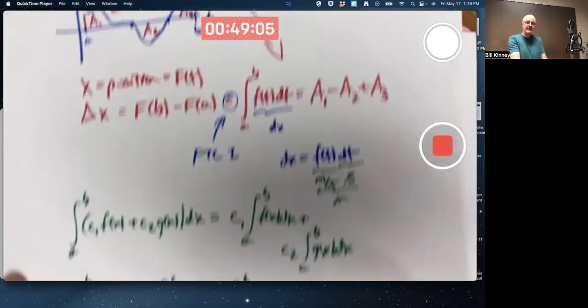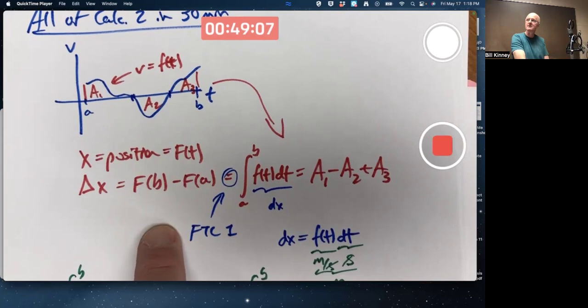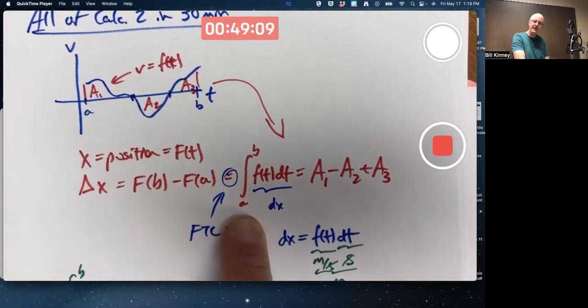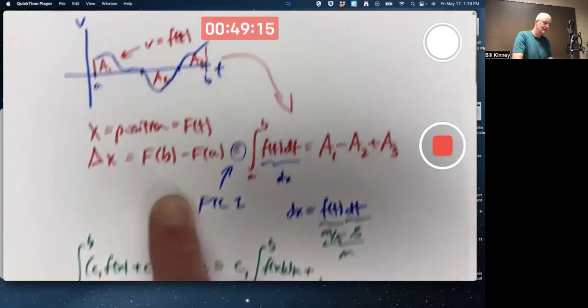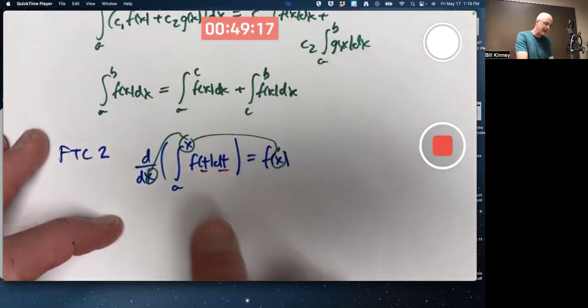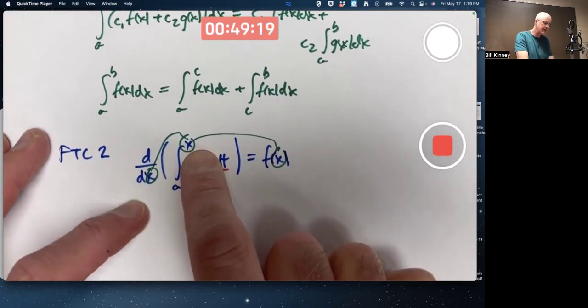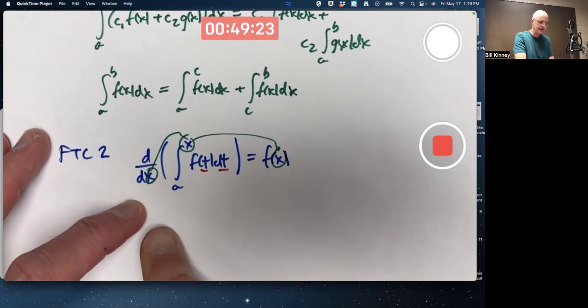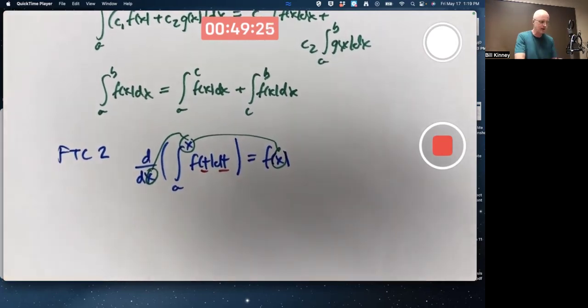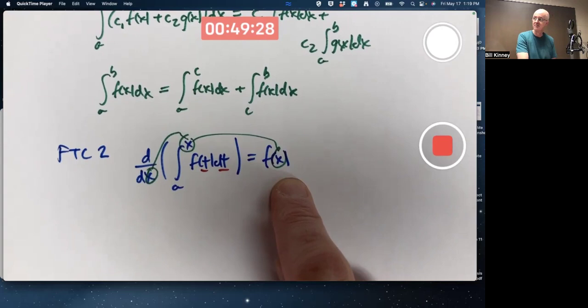The purpose of FTC1 is to evaluate integrals. Got an integral? How do you find the answer? Do that, assuming you can find capital F. This is different. Got an integral with a variable upper limit. How do you differentiate it? That's what this answers. It's like the d dx and the integral kind of cancel, but you do need an x there, not a t.